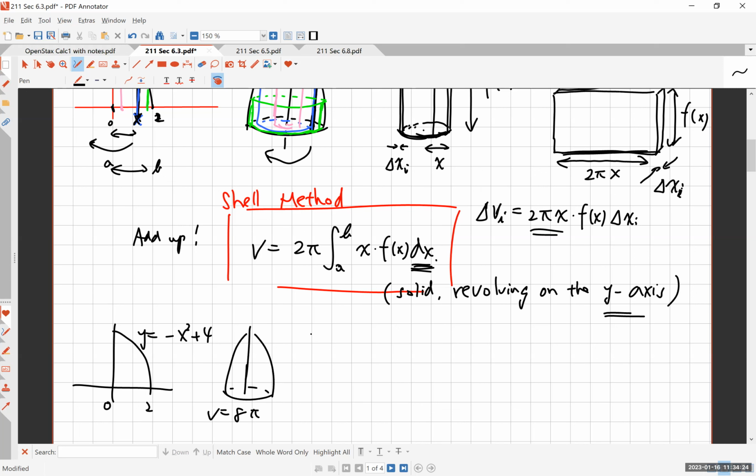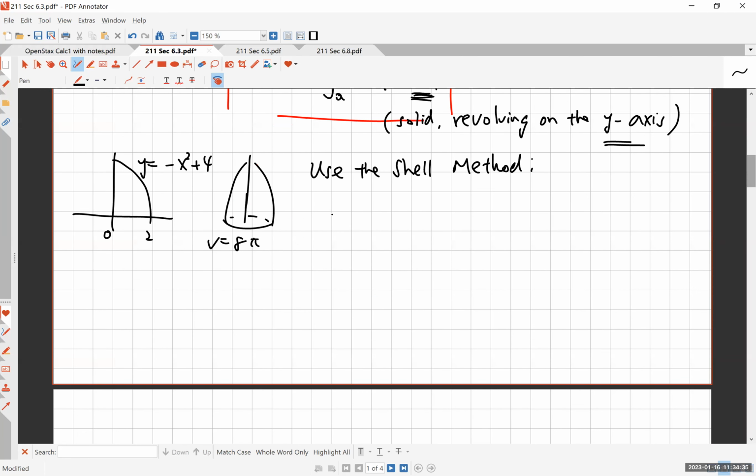But now let's use the shell method to calculate this, and hopefully we get the same answer of 8 pi. All right, so the volume is going to be, remember, 2 pi times the integral from 0 to 2. Now we do this.